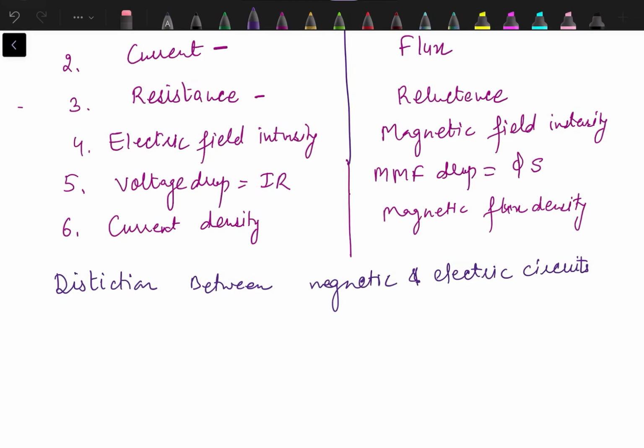So these are the major differences between electrical and magnetic circuits. All the laws such as Ohm's law, which is V equals I into R, its analogy in case of magnetic circuit is MMF is equal to flux into reluctance. It is equally applicable. Series and parallel formulations are similar in case of electrical and magnetic circuits.